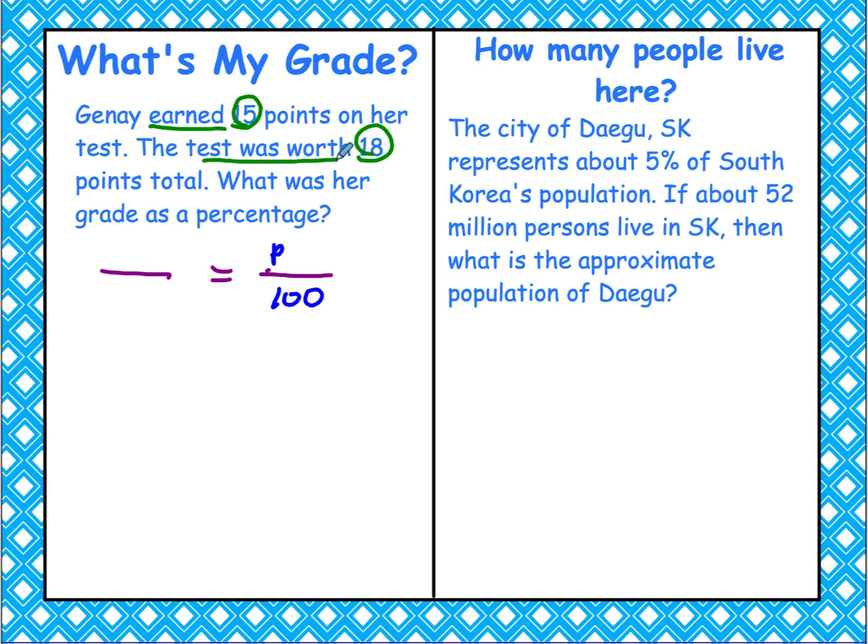So if she got 100%, how many points would she have earned? She would have earned 18 points. But she didn't. She only earned 15. So that's our part. The whole is 18 because it represents what she would get if she made 100. 15 represents what she actually earned.